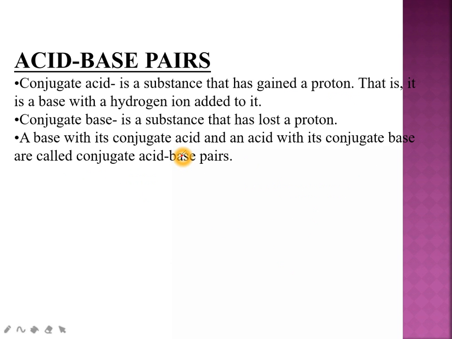And next are acid and base pairs that we have discussed before. A conjugate acid is a substance that has gained a proton, that is, it is a base with a hydrogen ion added to it. And a conjugate base is a substance that has lost its proton. A base with its conjugate acid and an acid with its conjugate base are called conjugate acid-base pairs.